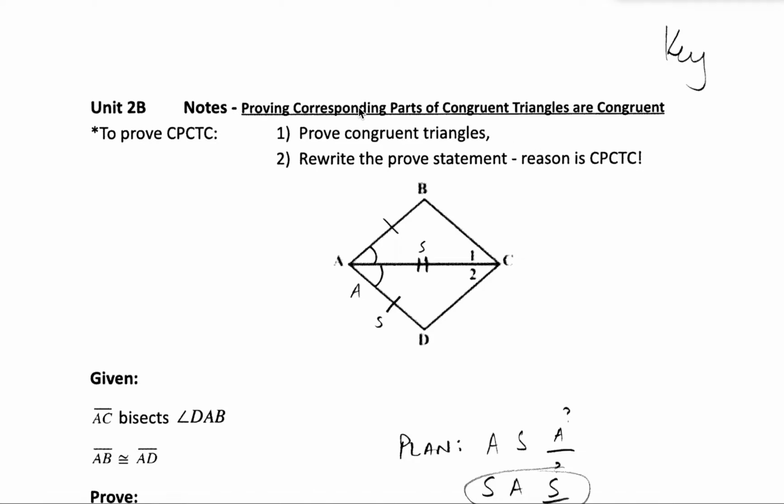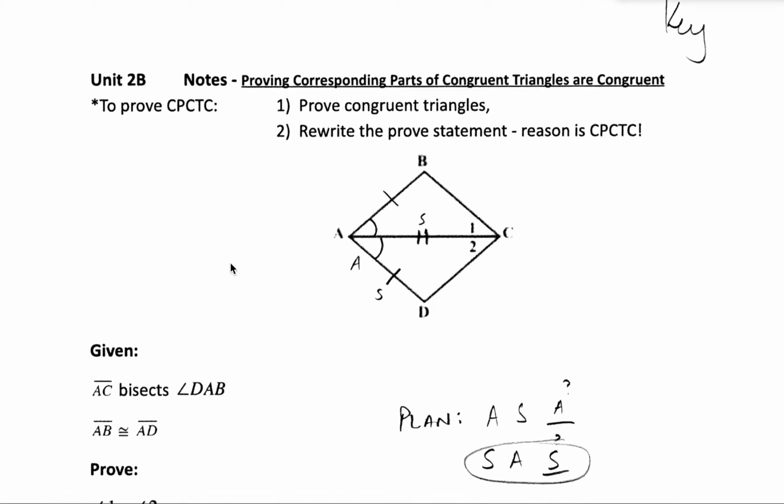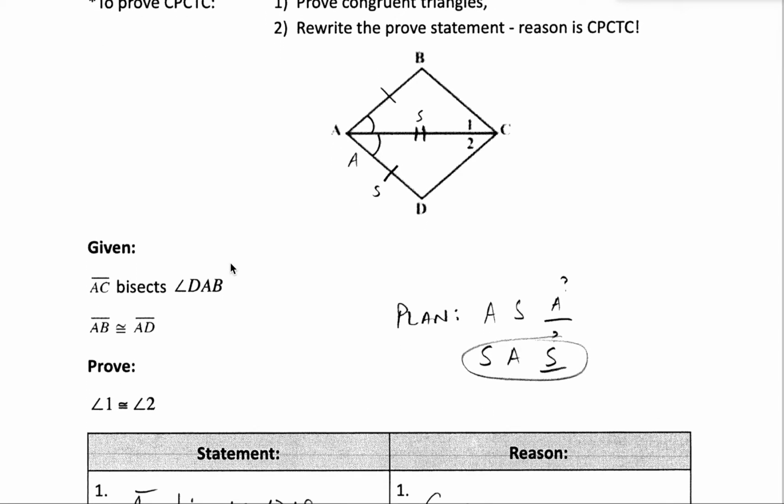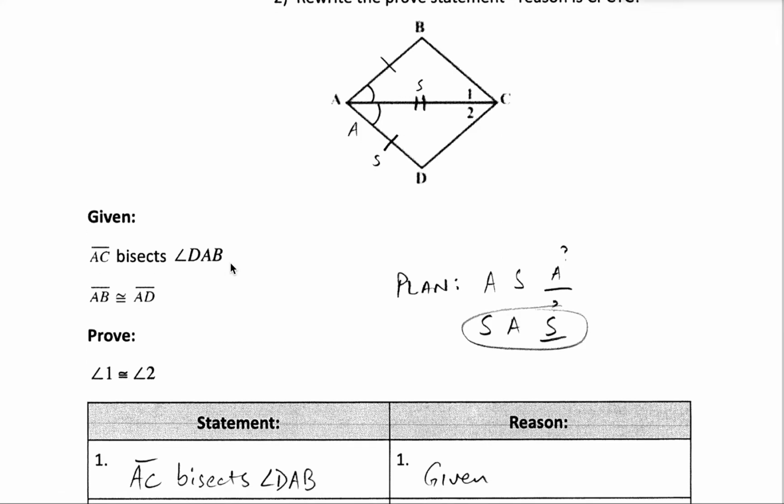Rather than saying corresponding parts of congruent triangles are congruent, which is a mouthful and a lot to write, we're going to use this acronym instead, CPCTC, which says the same thing. Let's do a proof here to practice. Remember the 5 steps that we've been using.